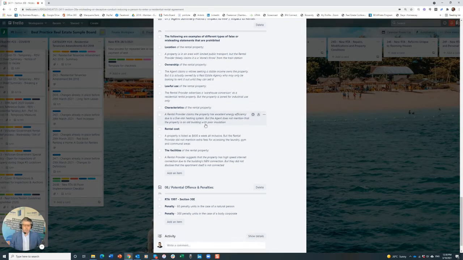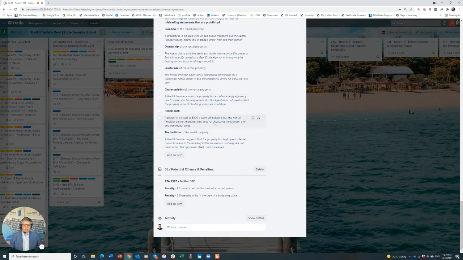Characteristics of the property. For example, the example that's been given here is with regards to energy efficiency, but it doesn't mention that the building has poor insulation. That's just an example of this one. Then any additional fees the tenant would incur if they were to rent this property. Some properties have communal laundries. Some properties have gyms that they have to pay for, and there might be a theatre room that they have to pay for, and those sorts of things. A library.